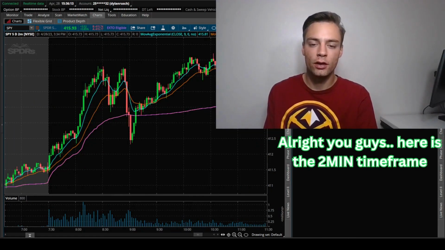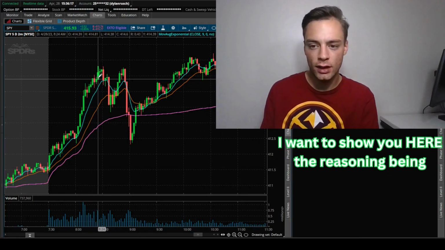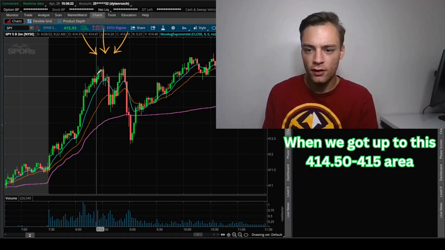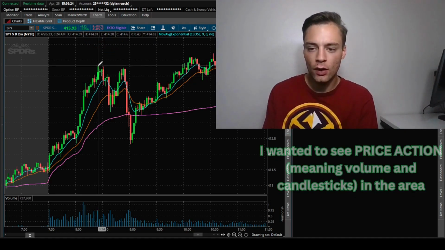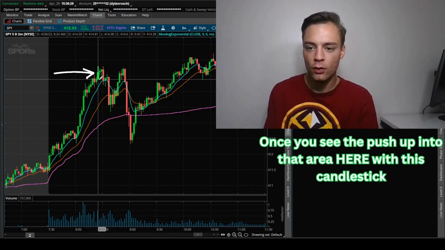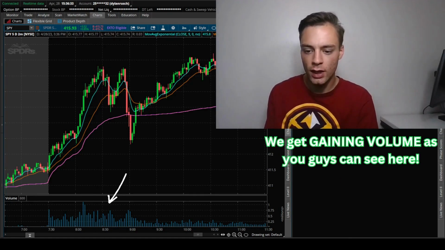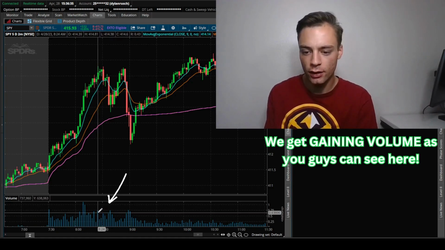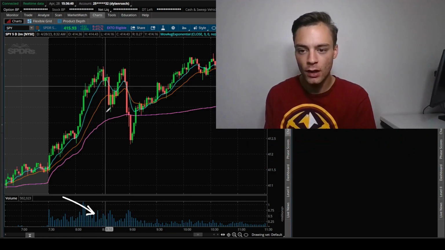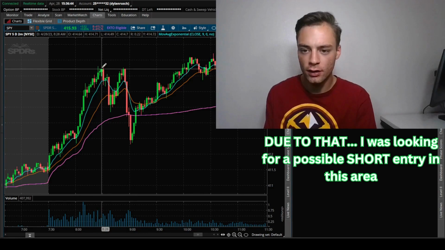All right, you guys, so here is the 2-minute time frame, and I wanted to show you guys the reasoning here being when we get up to this 414.50 to 415 area, I wanted to see price action, meaning volume and candlesticks in the area. Once you see the push up into that area here with this candlestick, we get gaining volume, as you guys can see here. A lot more volume on this 2-minute candlestick than our previous 2-minute candlestick. And due to that, I was looking for a possible short entry in this area.